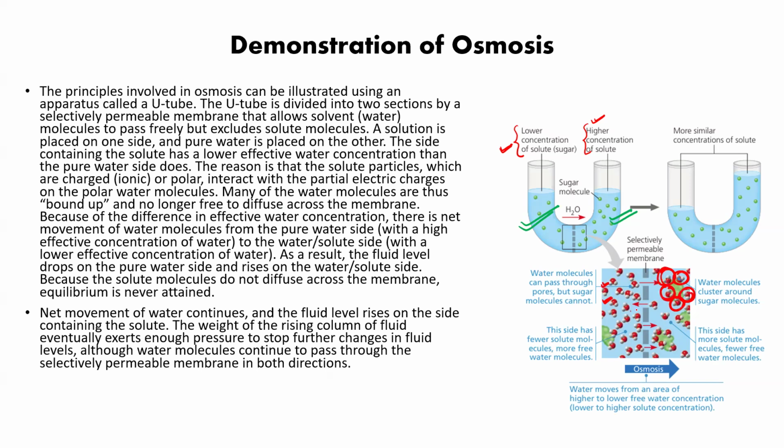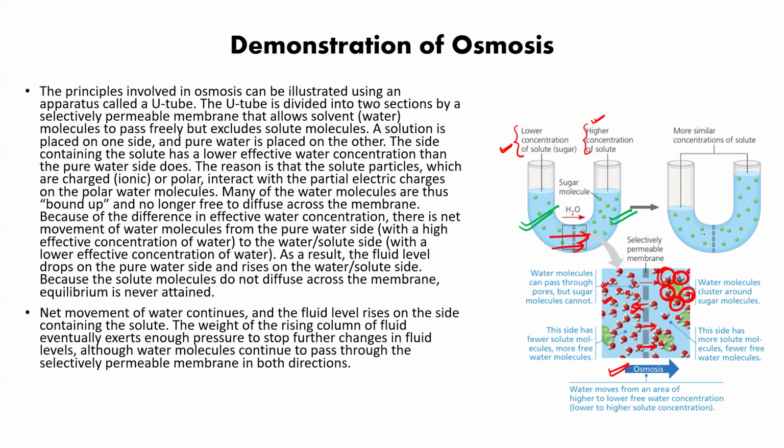See, analyze the arrows carefully. Water movement is occurring in both directions. Whatever is free from here is coming to this side, and likewise here. But net movement is more from this side to this side. Is it clear? It means net movement is more from the low concentration of solute to the high concentration of solute. And this net movement of water molecules is known as osmosis.